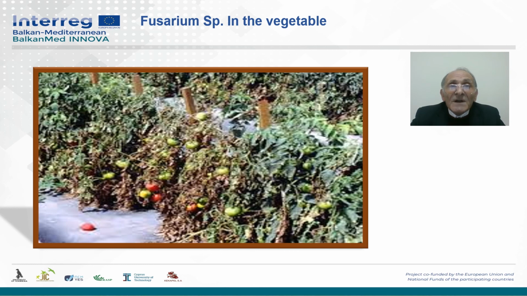We see here the Fusarium species in the vegetable. Fusarium is a big group of diseases in vegetables, especially in glass houses, but in the field too. In a region with high humidity during the spring and the summer, this disease is very dangerous, especially if we don't respect the plant rotation. The Fusarium group is more dangerous.